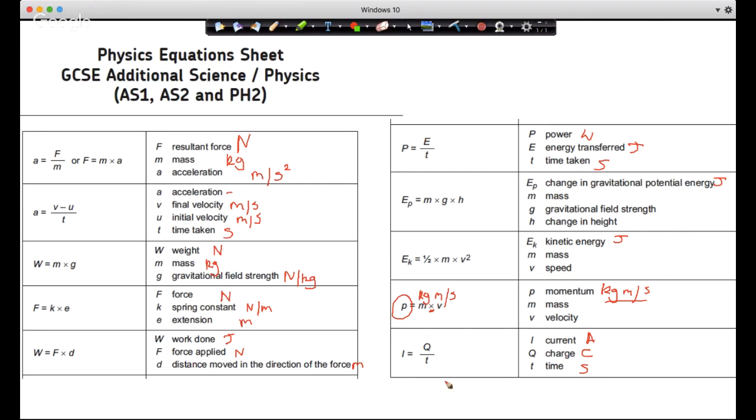For some reason, I'm missing the second half of the equation sheet here. So V is measured in volts. Resistance, R, is measured in ohms.